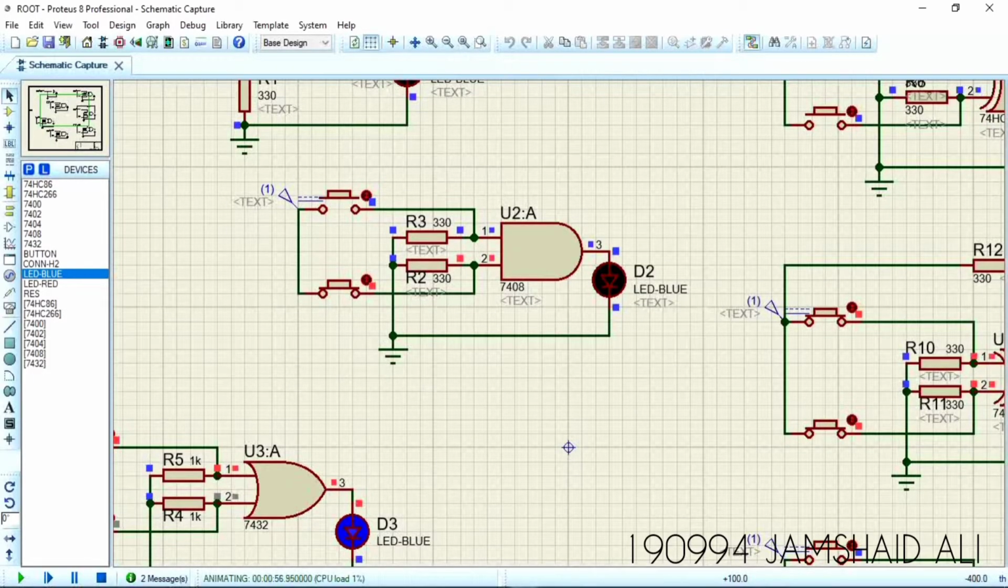Today we are going to discuss the basic introduction of logic gates and the universal gates. First of all, we are going to discuss 5 logic gates which are AND, NAND, OR, NOR and NOT. NOT is the simplest gate. First of all, I am going to discuss the AND gate.